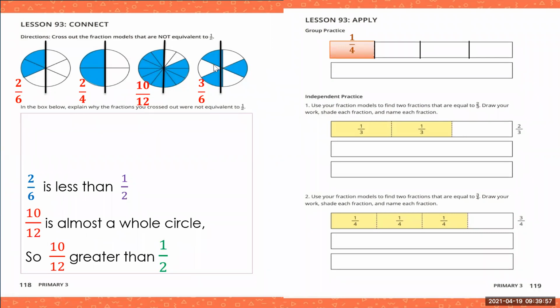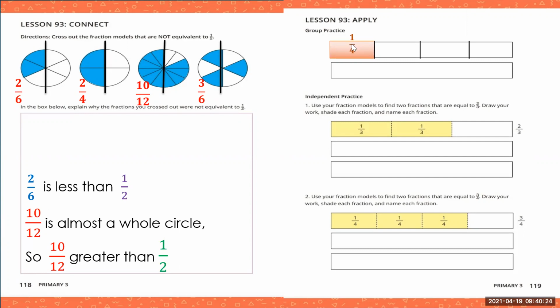3 over 6 is half, even though they are not near or close to each other. If I give you 6 chocolates and I take 3 from you, they are half or not? Yes, because 3 is the half of 6. Excellent, my dears.